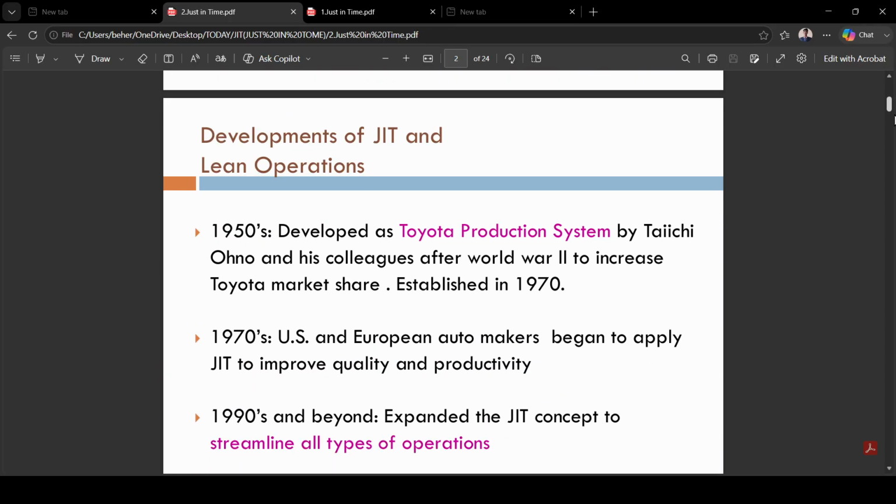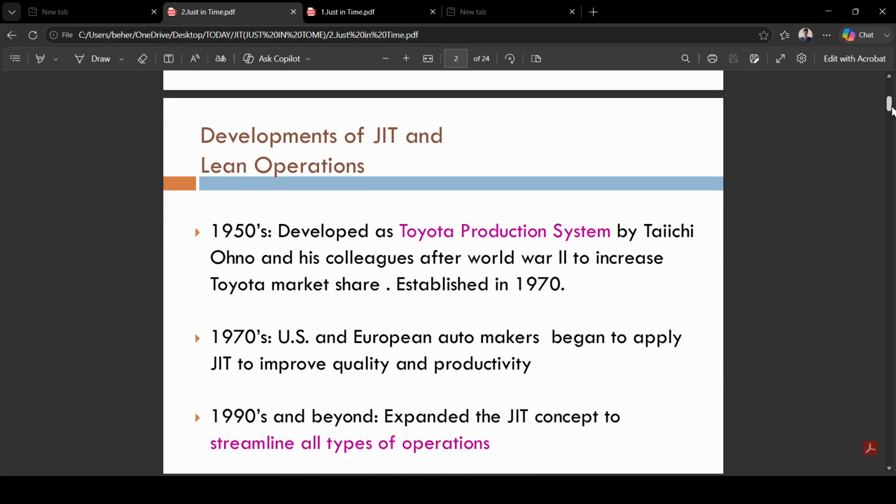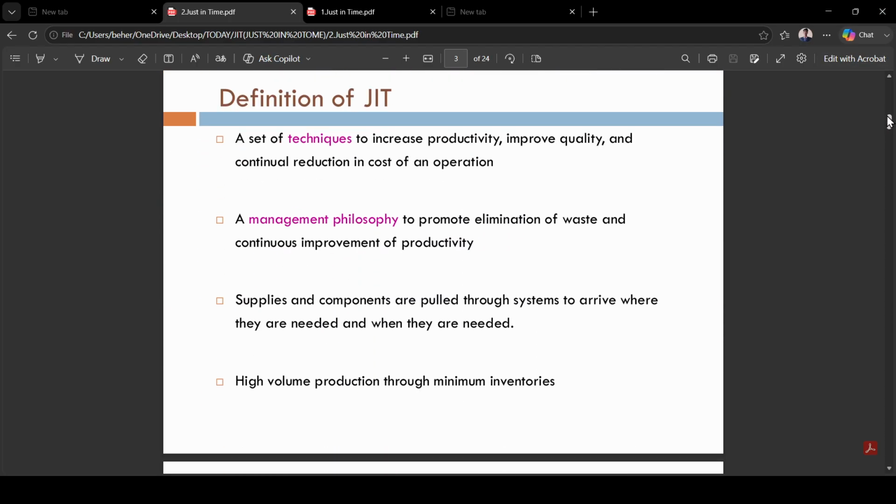So what is JIT? The development of JIT and lean operation. In the 1950s it was developed as the Toyota Production System by Taiichi Ohno and his colleagues after World War II to increase Toyota's market share. In 1970, US and European manufacturers also began to apply JIT to improve quality and productivity. In 1990 and beyond, the JIT concept expanded to streamline all types of operations.